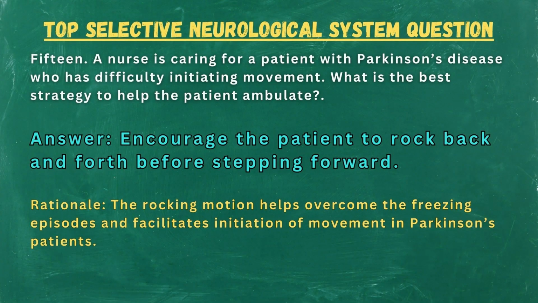15. A nurse is caring for a patient with Parkinson's disease who has difficulty initiating movement. What is the best strategy to help the patient ambulate? Answer: encourage the patient to rock back and forth before stepping forward. Rationale: the rocking motion helps overcome the freezing episodes and facilitates initiation of movement in Parkinson's patients.